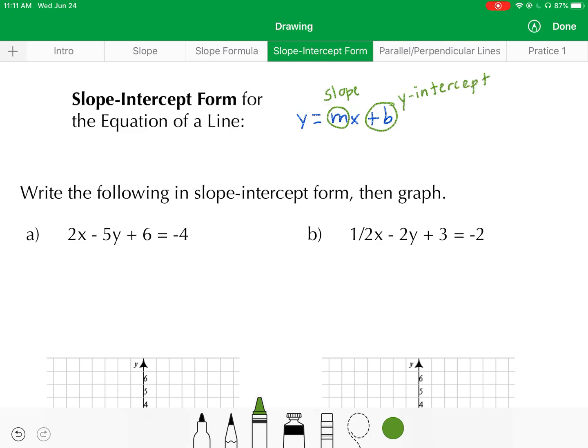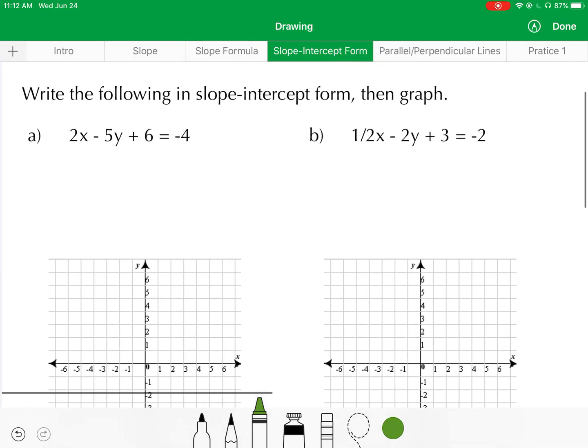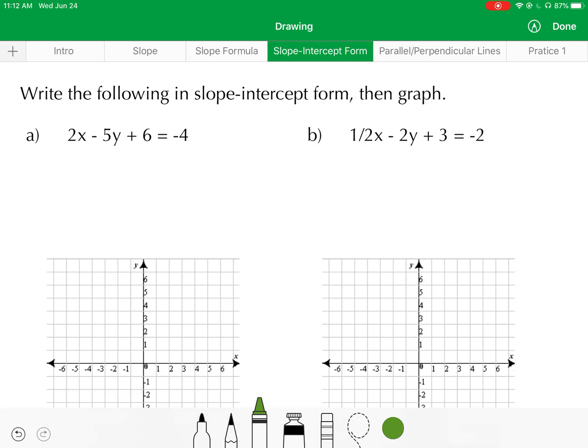Makes it really easy to graph the line instead of plugging values in for x and getting values out for y and plotting each of those points. You simply could just identify the y-intercept when it's in this form, plot that point, and then use the slope to find more points. Okay, so let's take each of the equations below, rewrite them in slope-intercept form, and then once we're there, we'll graph them.